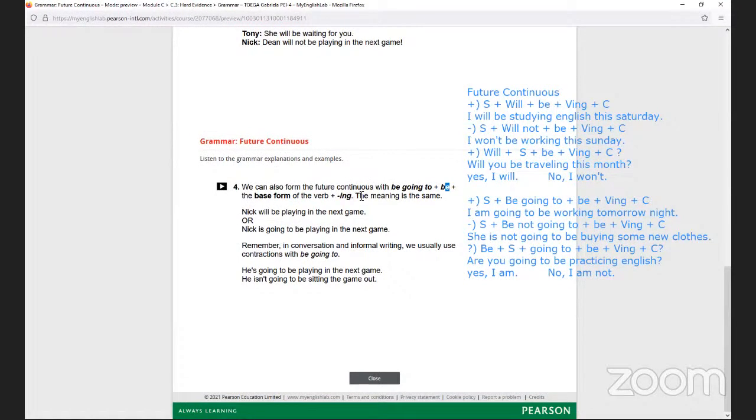Okay, so the same happens with be going to. Be and ing. Nick will be playing in the next game, or Nick is going to be playing in the next game. Both are gonna be okay. We don't have difference in meaning, okay?